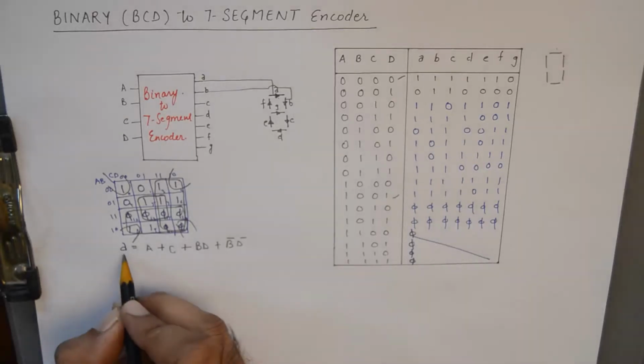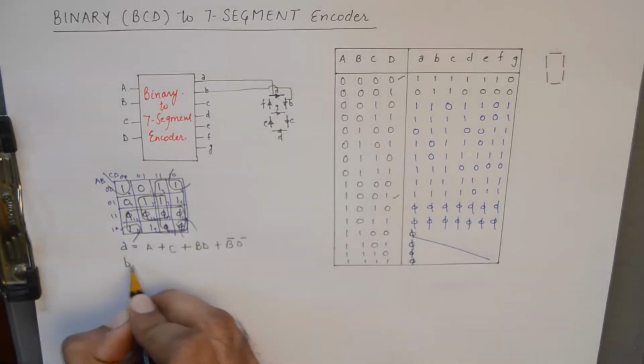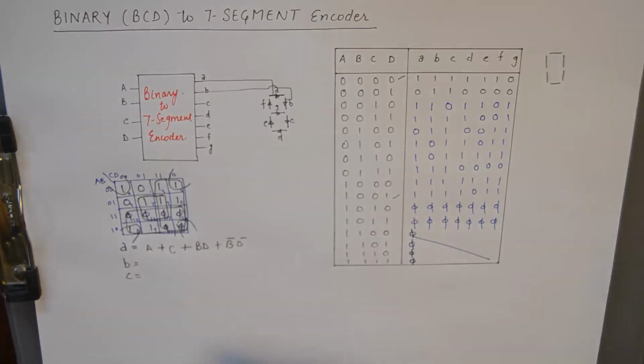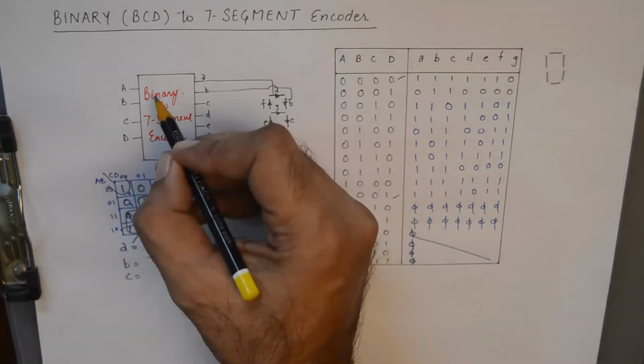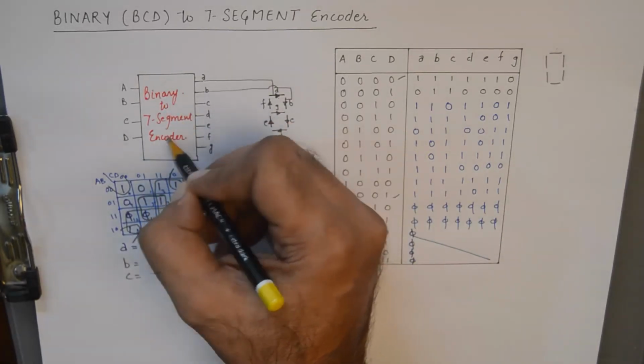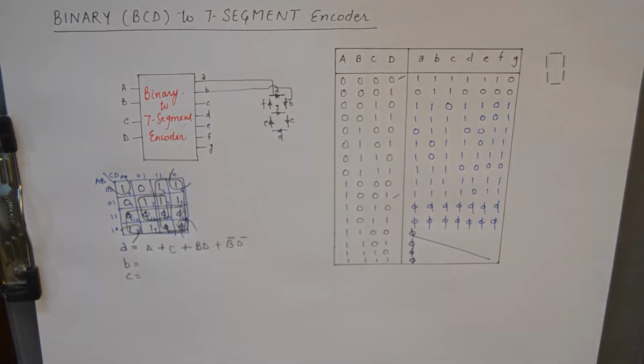So this becomes the expression for small a, and similarly we need to find the expressions for b, c, d, e, f and g. I'll make a separate video if you wish to see the solution of all the K maps for all the 7 outputs. You can see that video, but the purpose of this video was to introduce you to this encoder so that you can get the output expressions in terms of inputs, if you need to design the logic circuit, or what's inside this black box, or if you need to write the VHDL program.